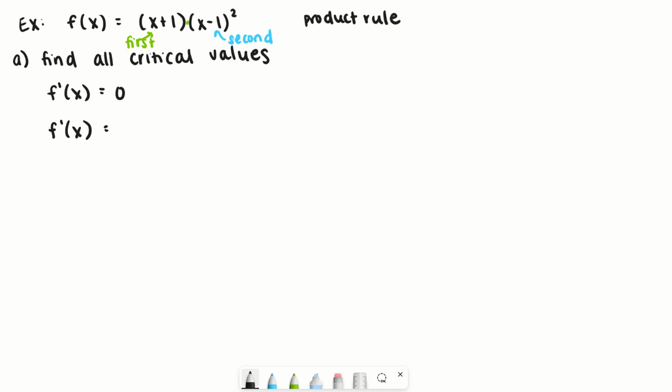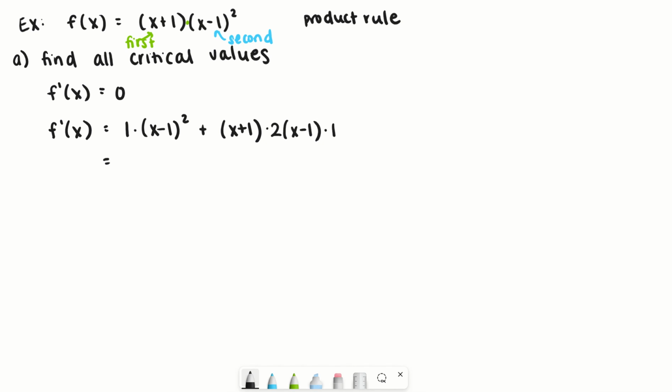So we'll take the derivative of the first function. The derivative of x plus 1 is just 1. We leave the second function alone. Then we do plus, leave the first function alone, x plus 1, and then we'll take the derivative of the second function. For the second function, we're going to bring the 2 to the front, and then subtract 1 from the power, so 2 minus 1 just gives me 1, and I don't need that 1 there. And then we'll take the derivative of the inside function, but the derivative of x minus 1 is just 1.